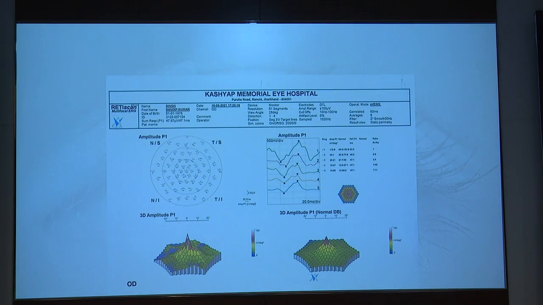So this is one of the normal ones. It looks normal. On the left hand side is the eye which was tested, and by just a glance you see that it looks normal.